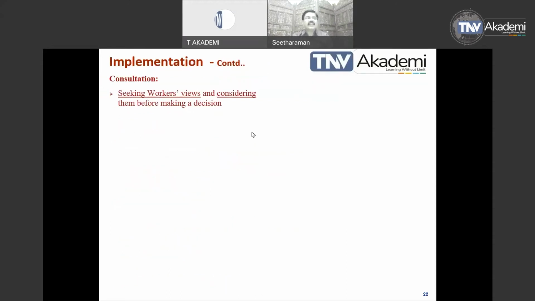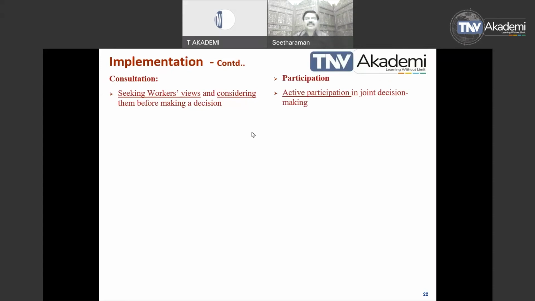Okay. So still in implementation, again, I'm insisting on these two things: consultation and participation. In consultation, we are seeking the workers' views and considering them before making a decision. The decision will be taken by top management, but some consideration will be given to the workers' point of view before taking the decision. That's why they have to be consulted, so they feel they are listened to and will be motivated to contribute because they are part of the organization.